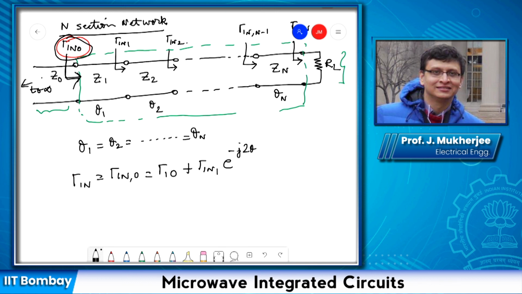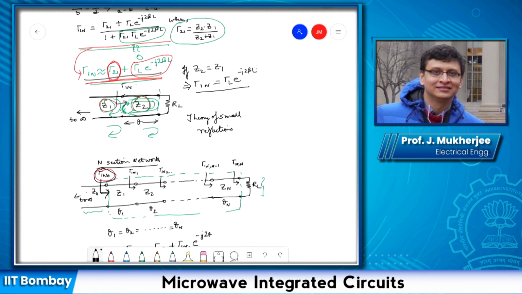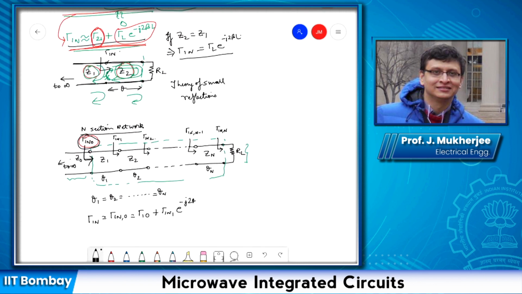If we compare with the equation that I wrote a few minutes back, this expression is the same. Here gamma 2 1 takes into account the mismatch between Z2 and Z1. Similarly, here gamma 1 0 takes into account the mismatch between Z1 and Z0. Gamma in here is analogous to the load reflection coefficient.